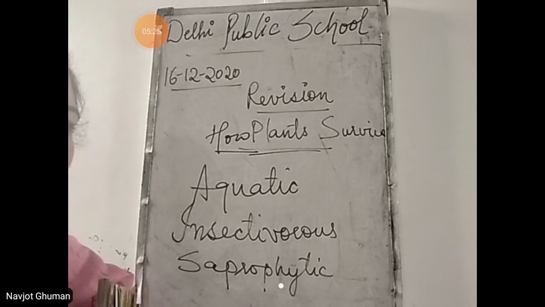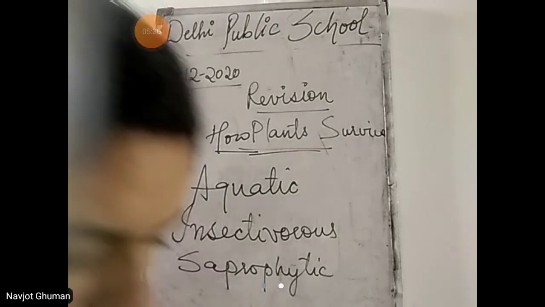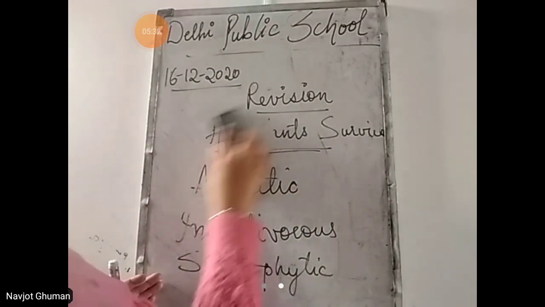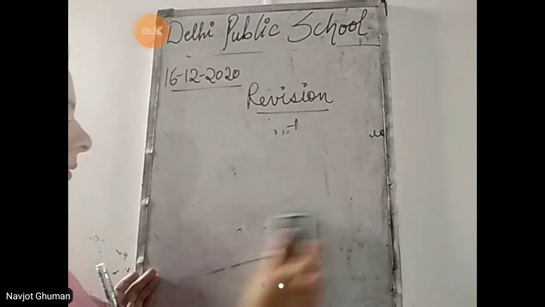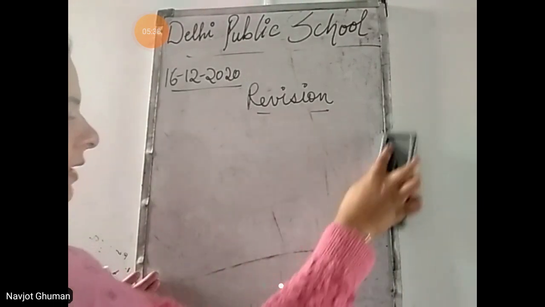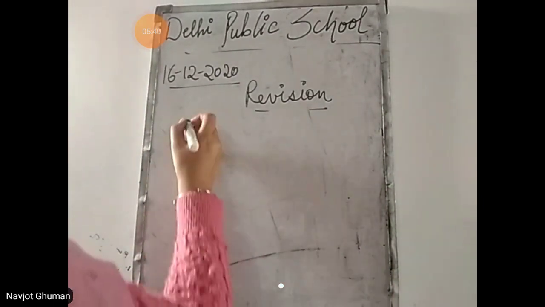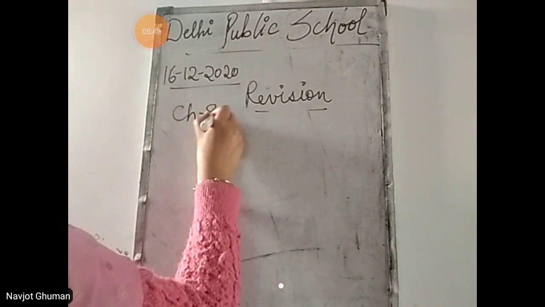Next come to bookwork of chapter number 8, that is circulatory system and excretory system. As we revised this chapter in the last lecture, very easy chapter this is.